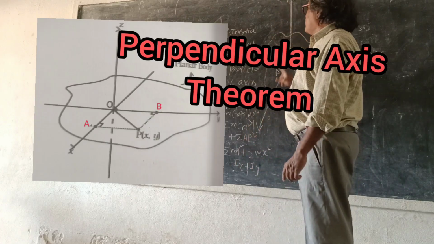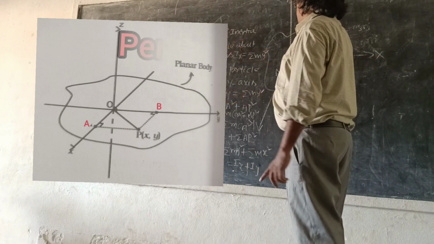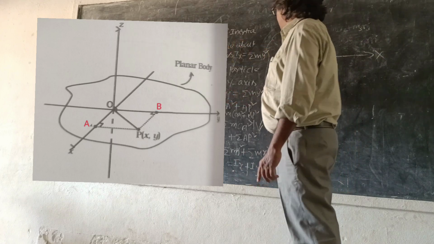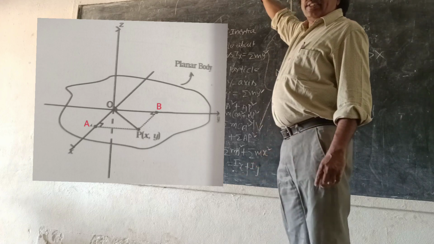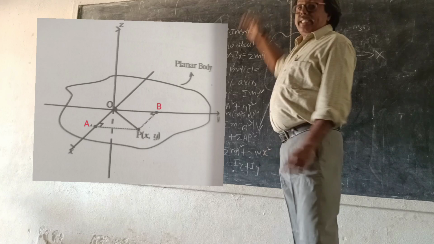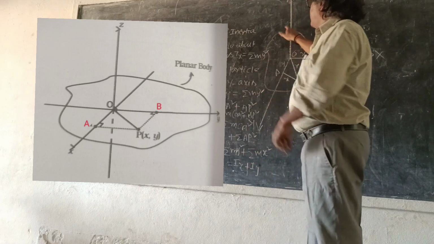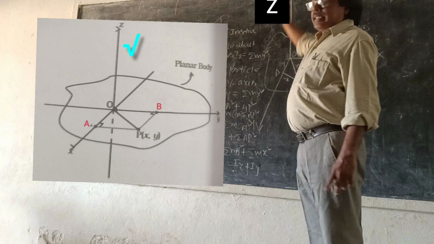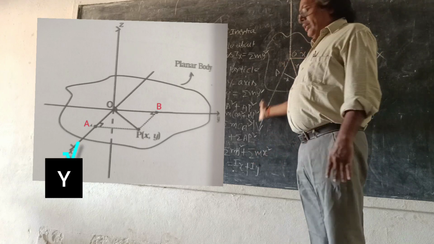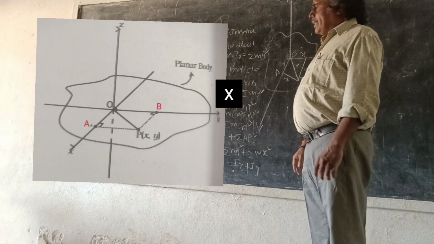Consider a plane lamina. X and Y are two mutually perpendicular axes. Z is an axis which is perpendicular to both these two mutually perpendicular axes.